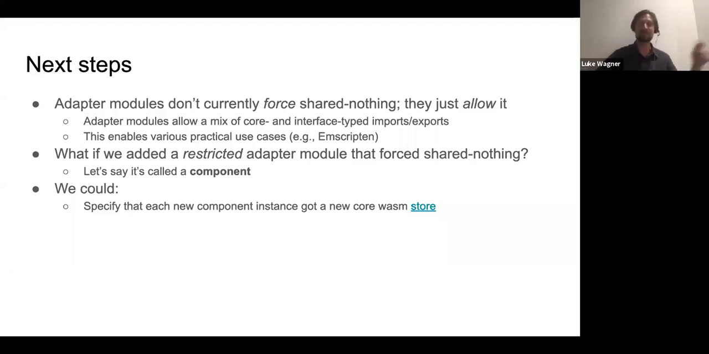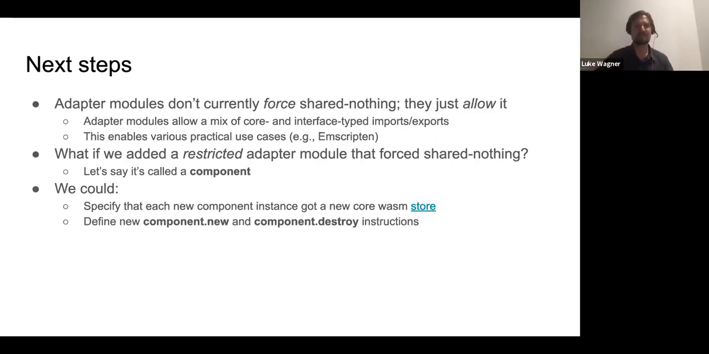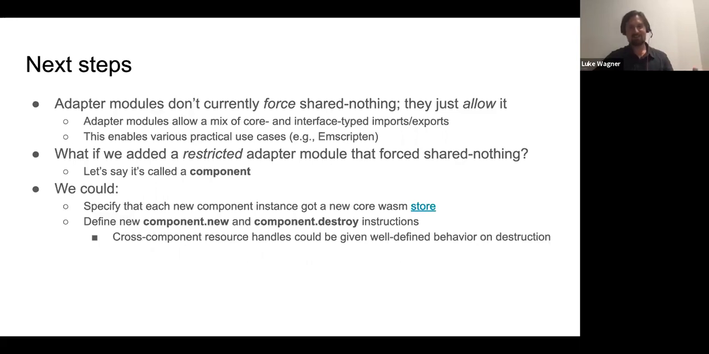Step one. Why? Because we don't have any references or other things that normally require you to be in the same universe crossing between the components. Then, once we have that, we can define instructions that make new components and synchronously destroy them. And because we can do that, because we can distinctly say what it means for a store to go away.